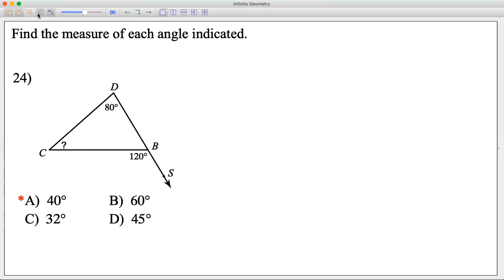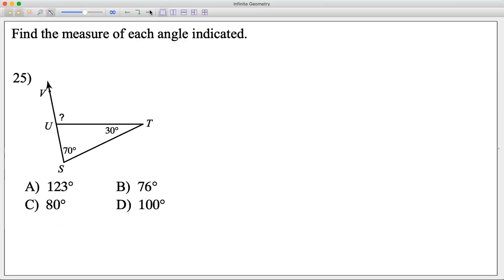Who said B? Okay, you got to tell me, are you going to remember that the external angle is equal to the sum of the two remote? I can ask this question two ways. I can either ask you how big is a remote, or I could ask you about the exterior. Here's one of the exterior. So how big is the exterior?